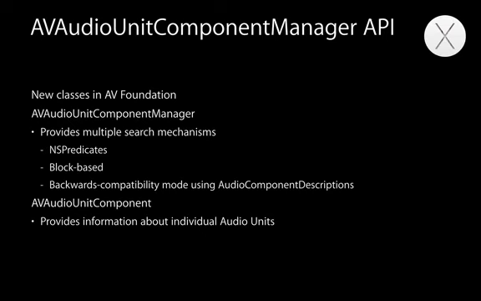Let's take a look at the API in more detail. As I said, these are in AV Foundation and they're new. The first class is the AVAudioUnitComponentManager, and this provides 3 different search mechanisms for finding audio units, the first of which is based on the NSPredicate. We can use a SQL-based language to provide strings, which I'll show you in a source code example later, for finding audio units matching a given criteria. We also have a block-based mechanism for finer programmatic control.